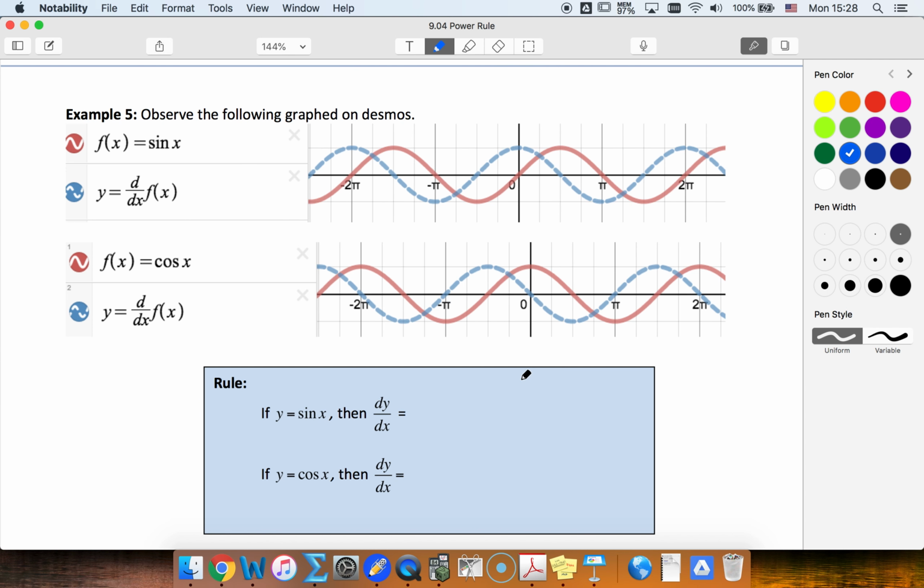So coming back here, derivative of sine is cosine. Derivative of cosine is negative sine. It doesn't need to be memorized. It's in your formula booklet.